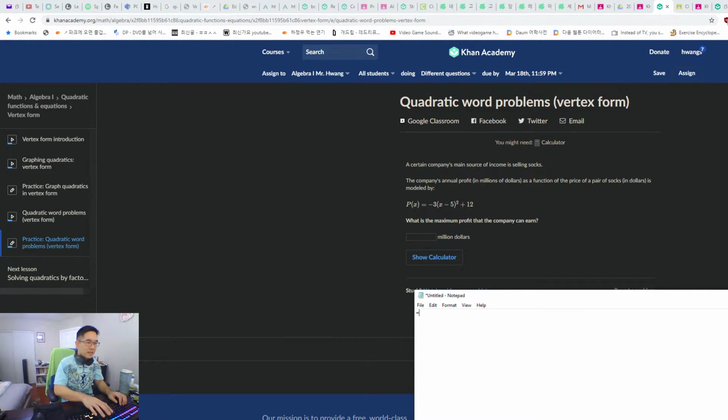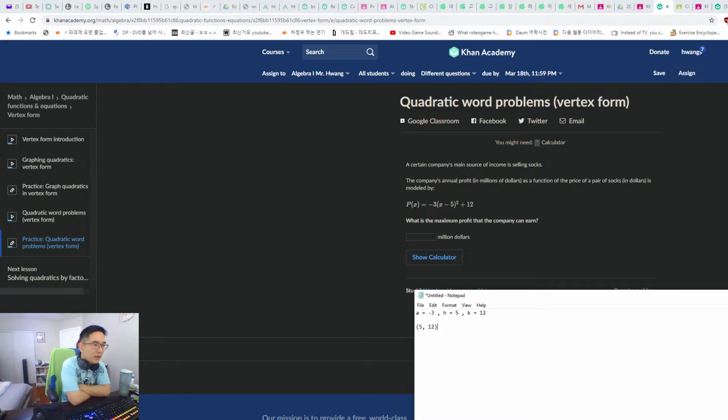What's my A, guys? A is always in front of the parentheses. A is negative 3. Hopefully you can see the H: x minus 5 gives you H is 5. K is the same, it's 12. So what's the maximum profit? Look for the vertex. It's 5 comma 12.